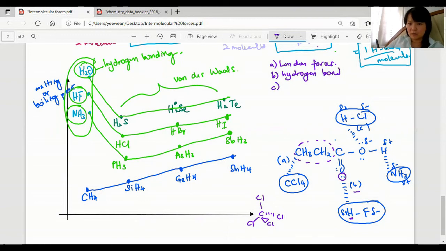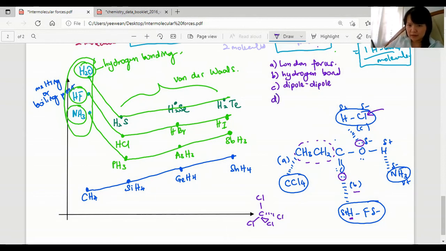C, okay, there's a lone pair here that is from N, O, or F. It's bonded to an H here that's delta plus, but this H is not covalently bonded with N, O, or F, it's a Cl here. So C is only a dipole-dipole. It's not a hydrogen bond because it doesn't fit the second criteria, that the H must be covalently bonded to N, O, or F.